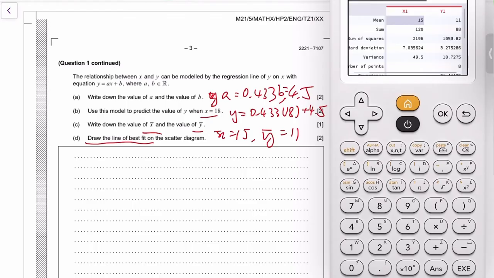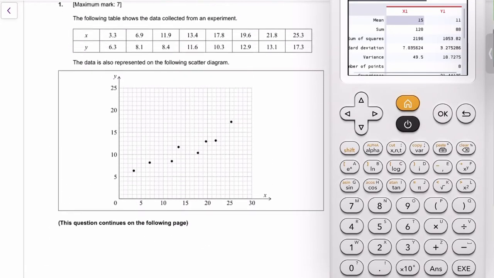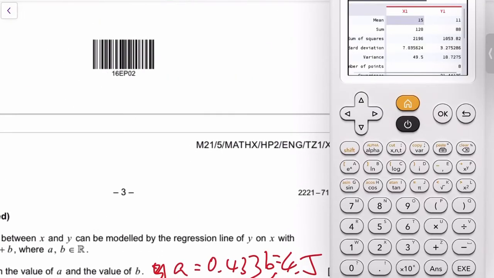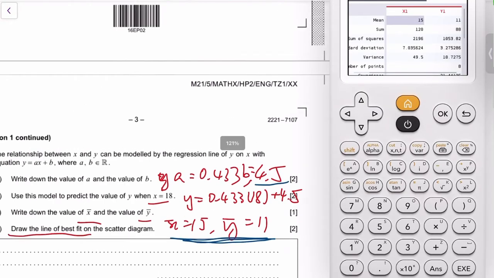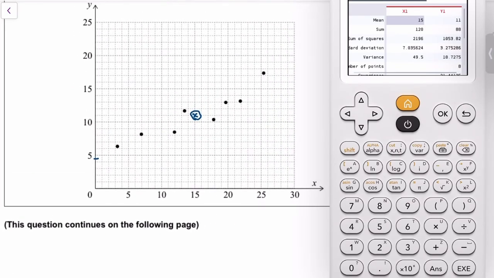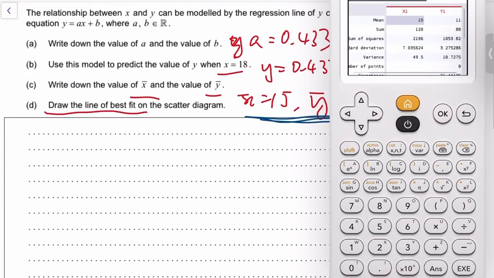Lastly, draw the line of best fit. The idea is the line of best fit has to pass through the mean point, which is this 15, 11. So usually we go to the picture, mark the point 15, 11, and then circle it to represent that that's the mean. The y-intercept was 4.5, so B is the y-intercept, and we go to 4.5. Then you join those 2 points with a ruler, and that would give a pretty accurate drawing of the line of best fit.